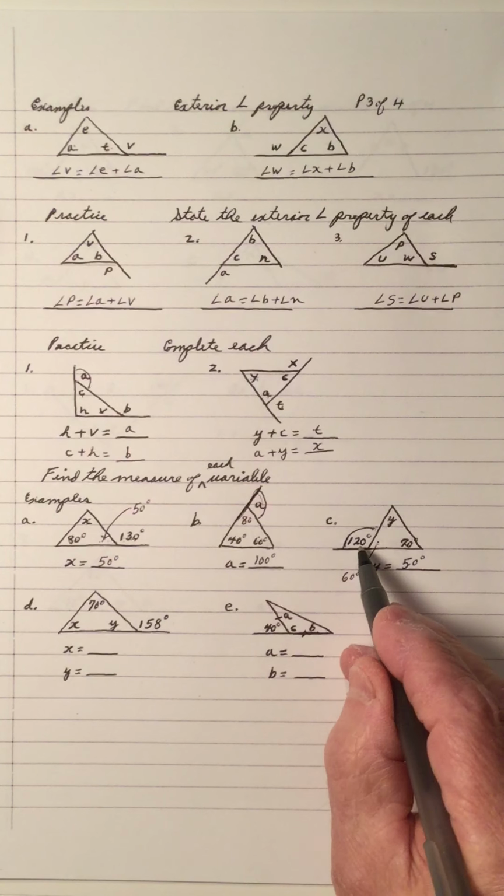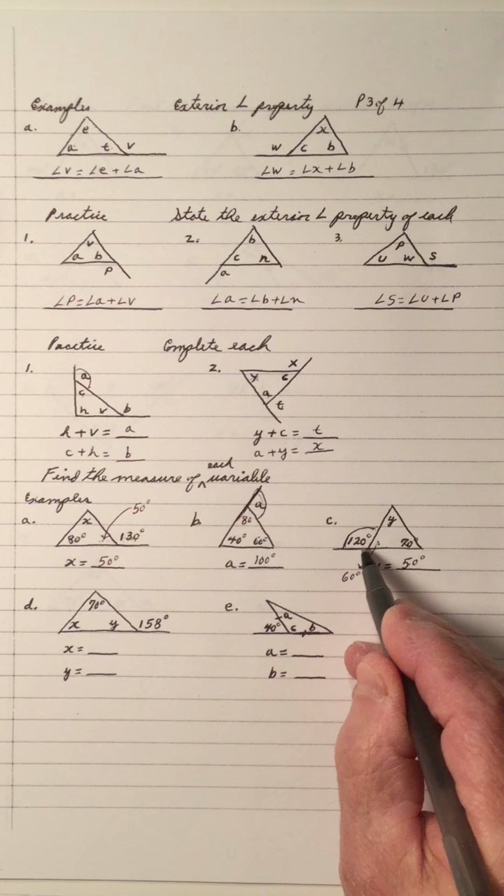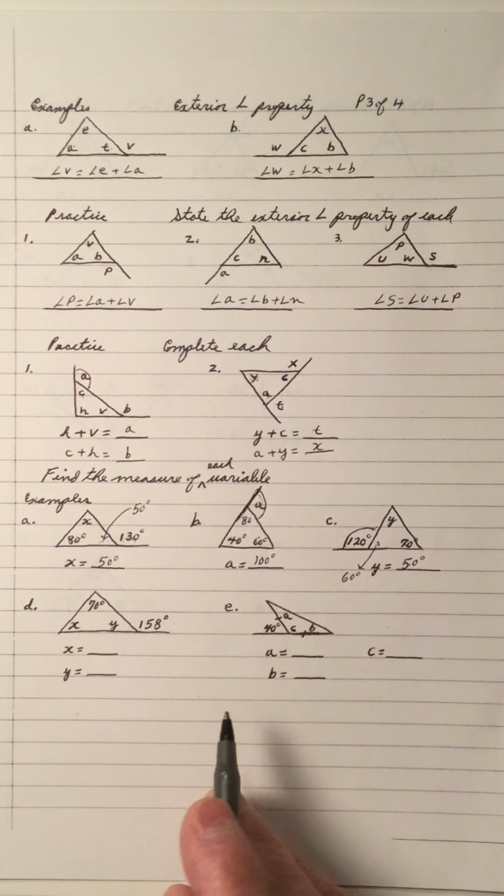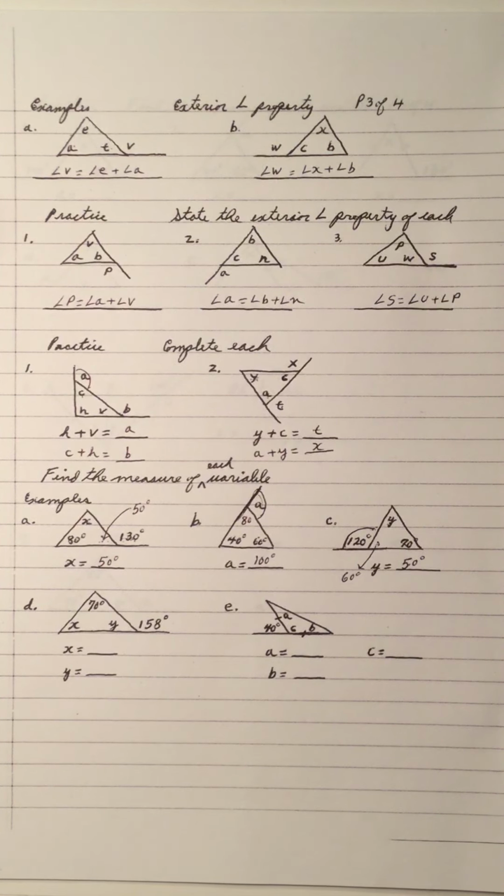But a lot of students would probably pick up the 60 here because of the straight angle and then make 180 in here, because sometimes they forget about the exterior angle property.